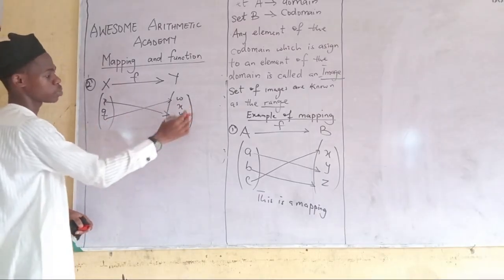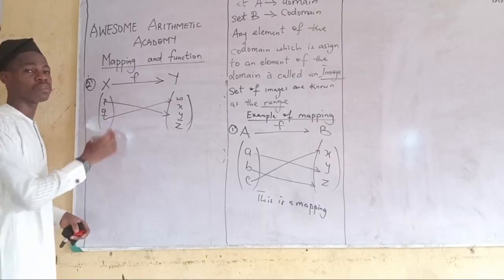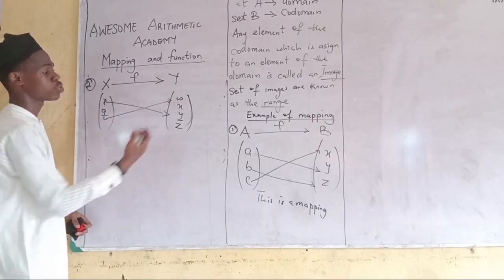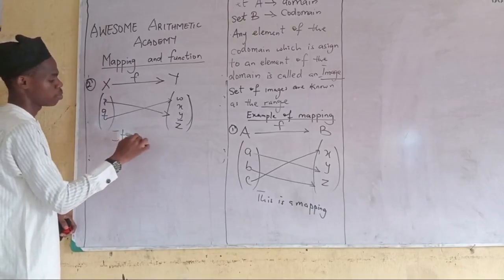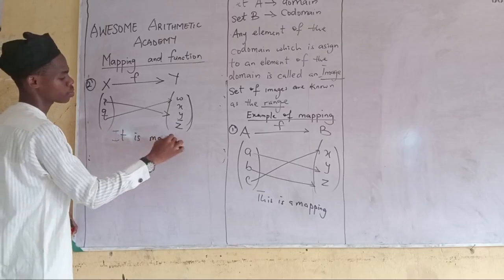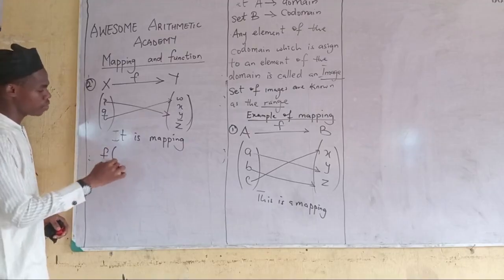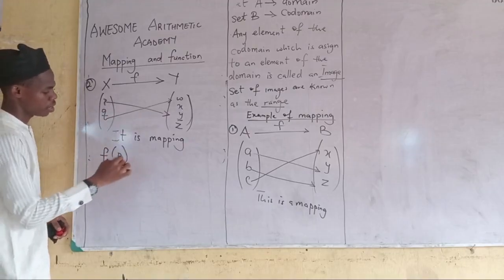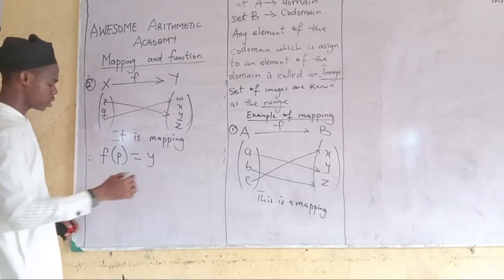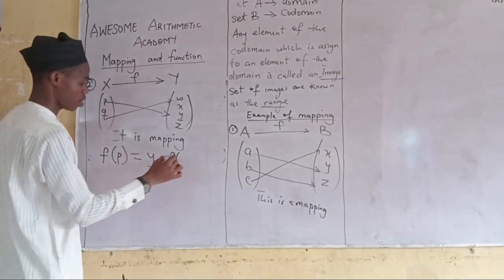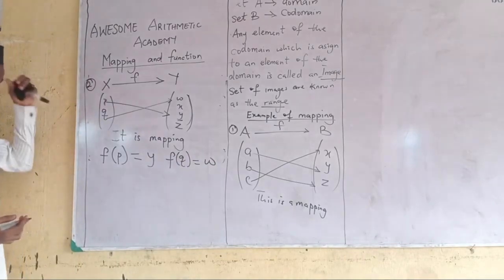So that's why it is possible that X and Z not having any element here means they are just men who are here to give birth. So in that case, it is still a mapping. It is a mapping. So for you to write this one now, you can just write f of p. P was assigned to Y. So that's how you write it. And then f of q was assigned to w. So in that case, you've answered the question.